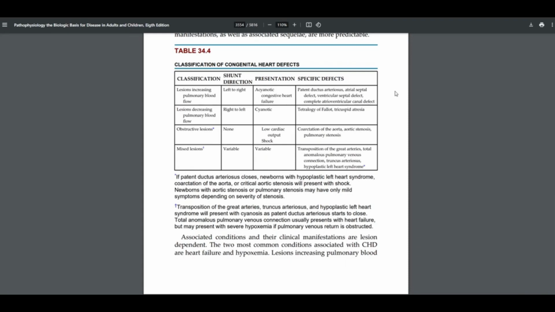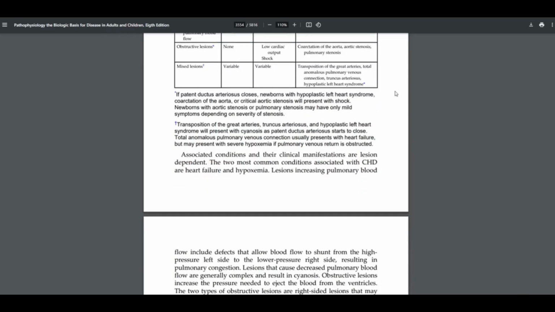Obstructive lesions, there's no shunt direction, but there's low cardiac output, which leads to shock: coarctation of the aorta, aortic stenosis, or pulmonary stenosis. And then mixed lesions, the presentation is variable, but pretty much the transposition of the great arteries, total anomalous pulmonary venous connection, truncus arteriosus, hypoplastic left heart syndrome could all be a factor.